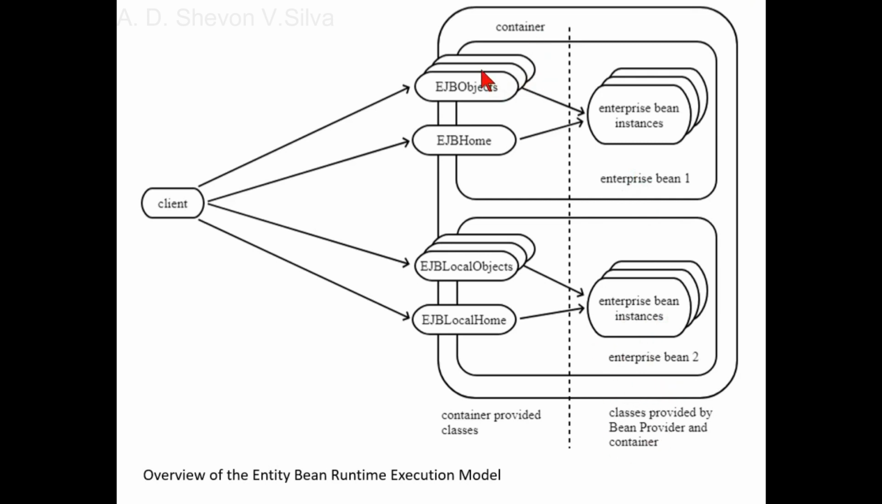In this section, enterprise bean 1 and enterprise bean 2 are in the container. In this section, EJB object, EJB home, EJB local object, EJB local home are container provided classes, and here the enterprise bean instances. Here are classes, and in this section classes provided by the bean provider and container here.